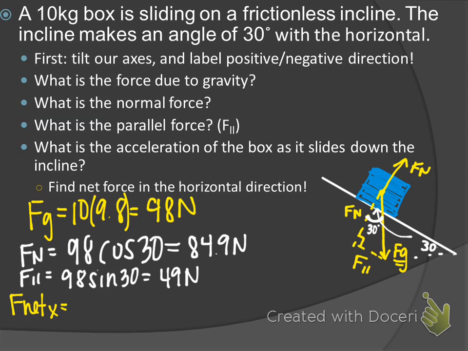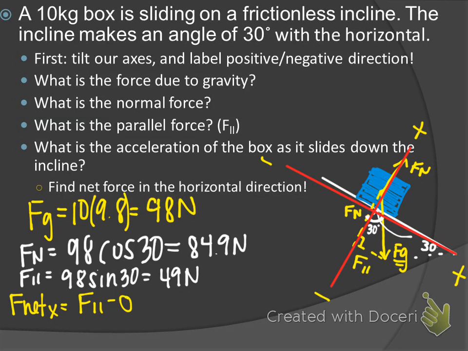Since we rerouted our axes to look like this, we know that the positive direction is still here, negative, negative, positive. We just tilted our axes just a little bit. So the parallel force is still acting in the positive direction. That means F sub net in the x direction is going to be F parallel. Do we have anything opposing that? No, so you can put a minus 0 if you want, or you can leave that out.